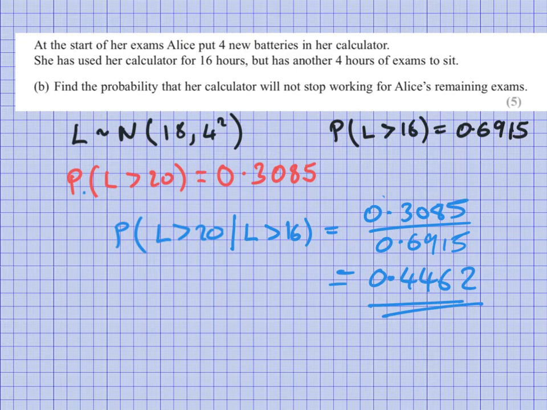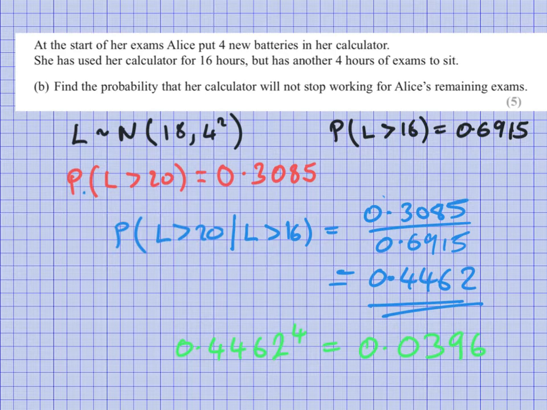So for that being one battery, we need to work out the probability for all 4 lasting. So we're going to do 0.4462 to the power of 4, which gives us 0.03 something, 96. Okay, good enough. So that's our answer to part B.